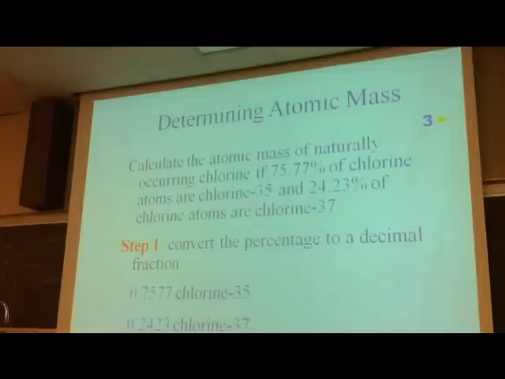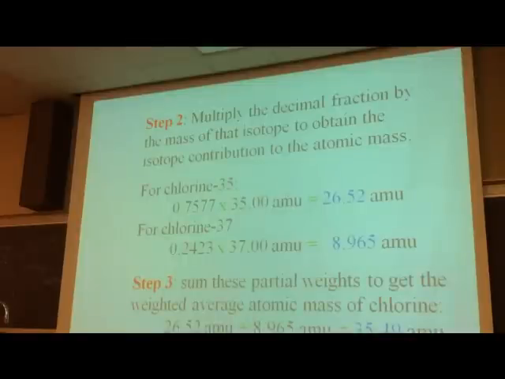Okay, so in the slides you'll see that you express it as a decimal fraction, 0.75 times 35 plus 0.25 times 37 adds up to a number that is the weighted average. Anyone have any question about the math or the concept here? Okay.